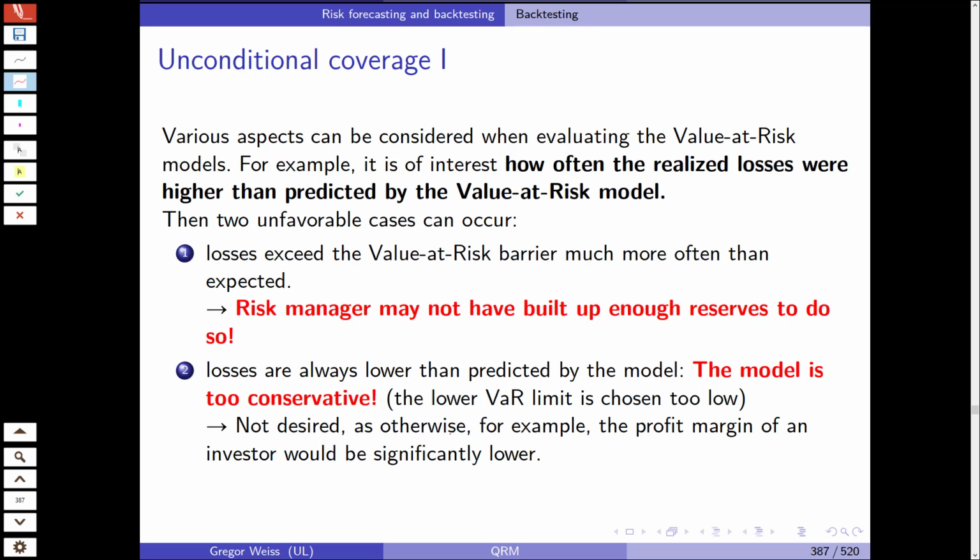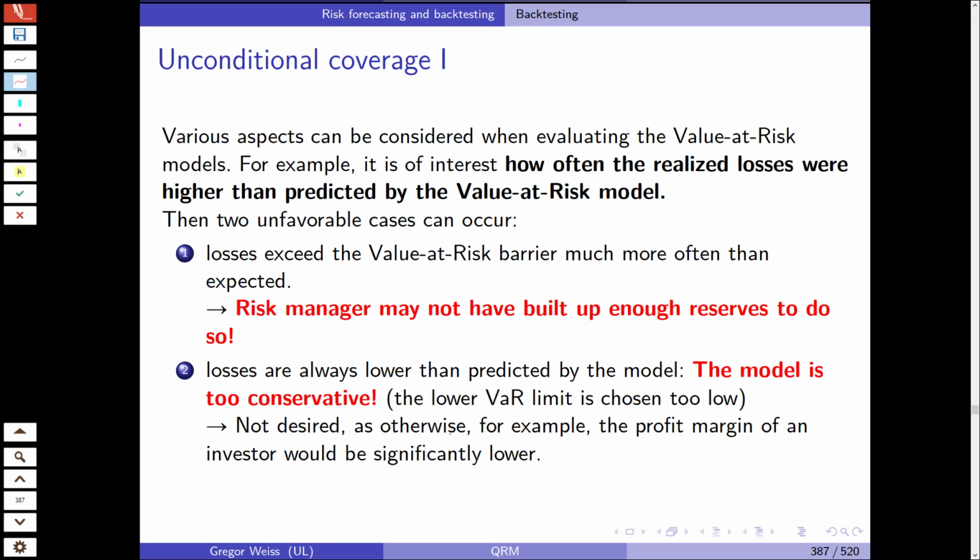Now, what are these quality aspects that you are looking for in a good VaR model? The first one is actually quite simple. It's called unconditional coverage, and it simply looks at how often the realized losses were higher than predicted by the VaR model. So you have two unfavorable cases. First of all, the number of VaR exceedances can be too high or too low. If the losses exceed the VaR barrier much more often than expected, you have high losses. The risk manager may not have built up enough reserves to cover those financial losses, and in the end you will suffer in your equity.